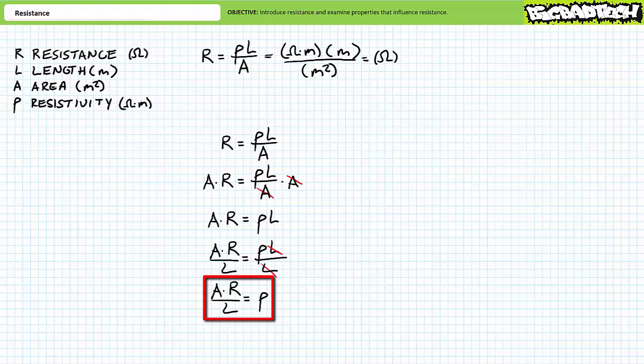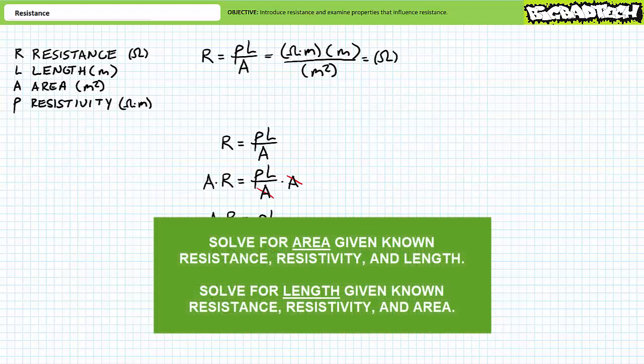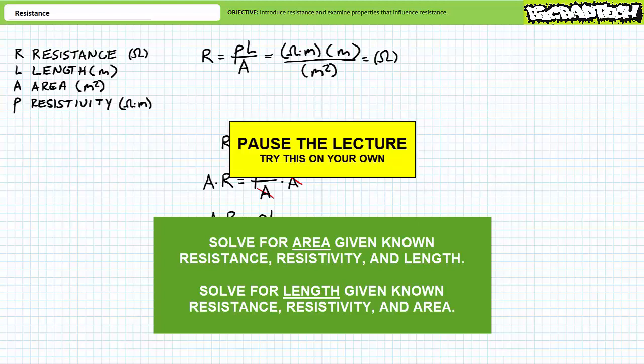This algebraic permutation implies that if you are presented with an object of known resistance, known cross-sectional area, and known length, one could determine its resistivity, and by extension, its material composition. As an exercise to the viewer, I invite you to algebraically manipulate the resistance formula to solve for area, given known resistance, known resistivity, and known length. And again, to solve for length, given known resistance, known resistivity, and known cross-sectional area. By all means, pause the lecture and try this on your own.